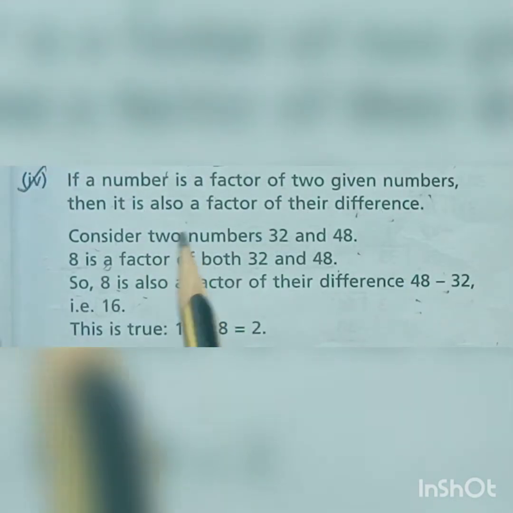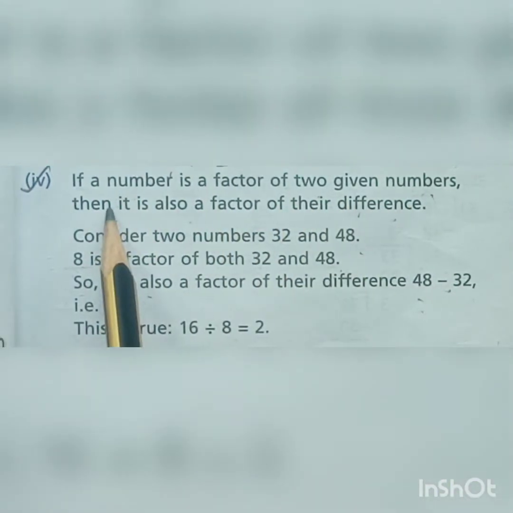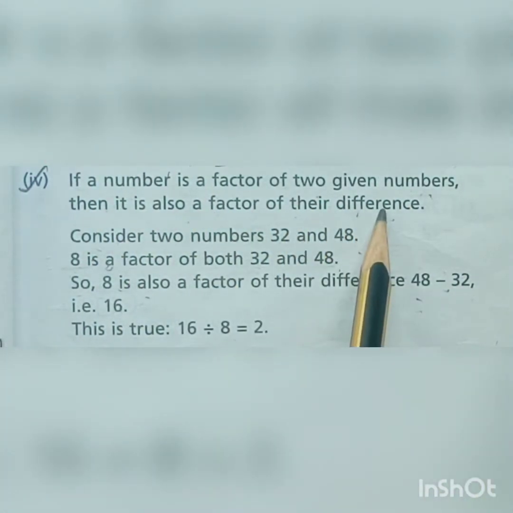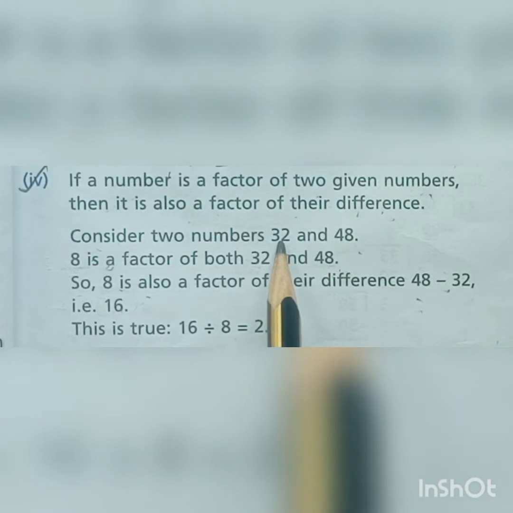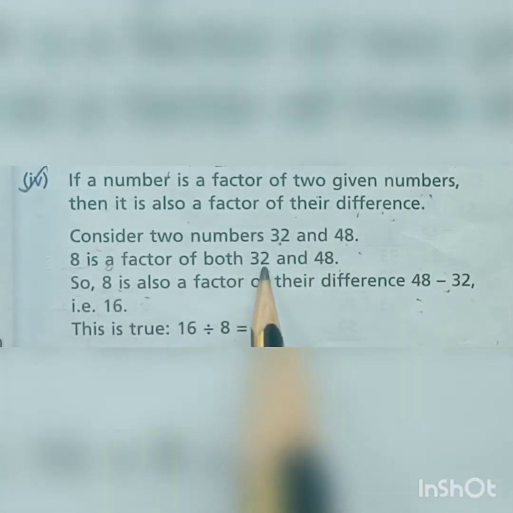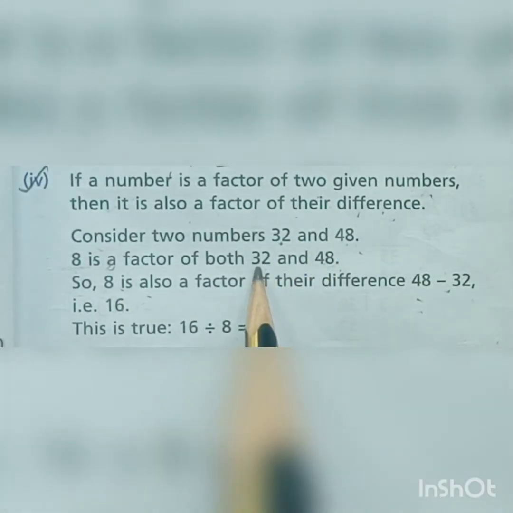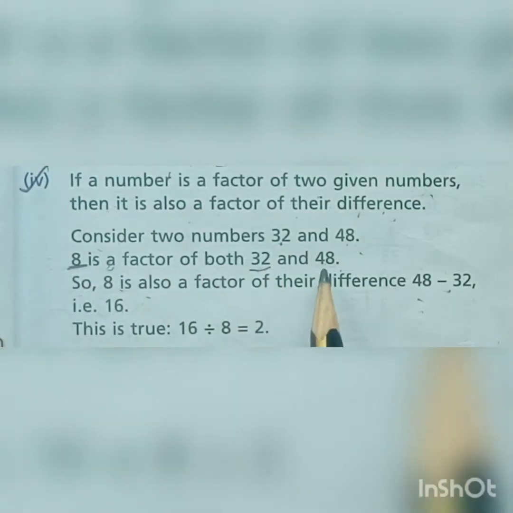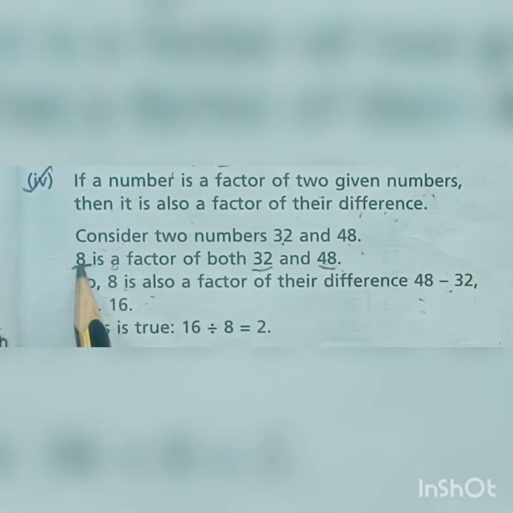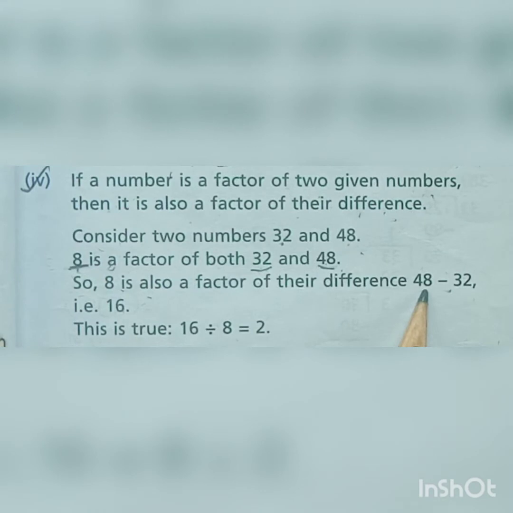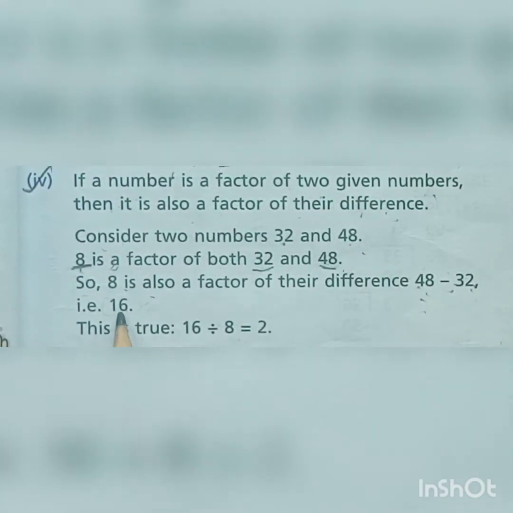The last property of divisibility: if a number is a factor of two given numbers, then it is also a factor of their difference. The two given numbers are 32 and 48. 8 is a factor of both 32 and 48 because 32 is divisible by 8 and 48 is also divisible by 8. Here is the difference of 48 and 32. 48 minus 32 is equal to 16, and 16 is also divisible by 8.